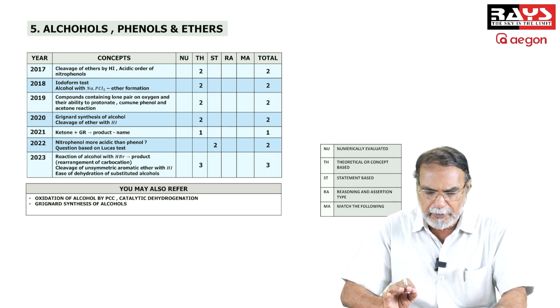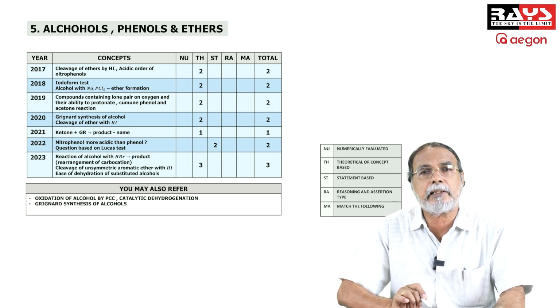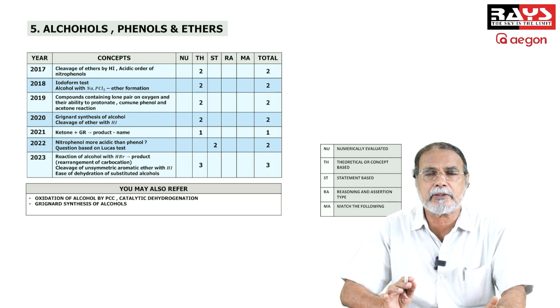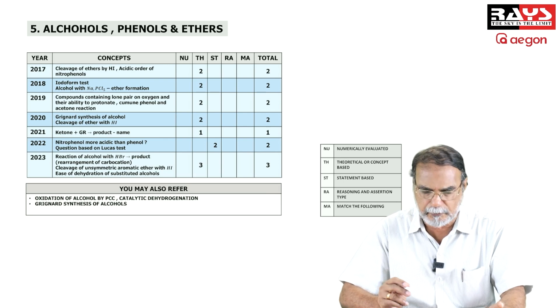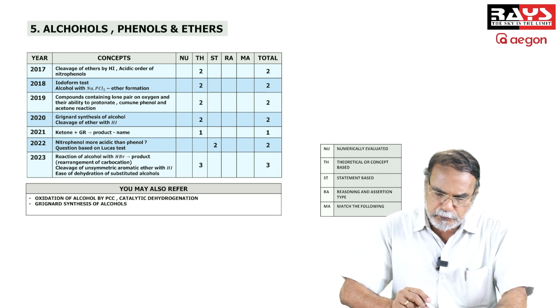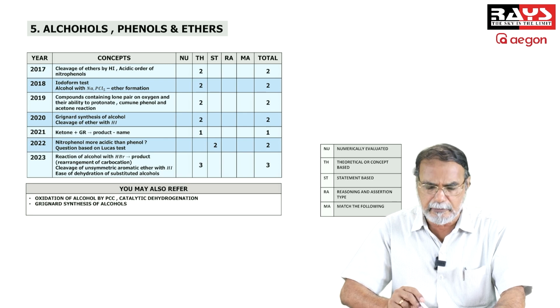That's important. And again, the question was there on the cleavage of ether by HI. So that's a question which is asked many times. Remember that. So there is every probability of getting such a question this time also or in future also. Okay. And 2021, it was again the reaction of a ketone with the Grignard reagent.